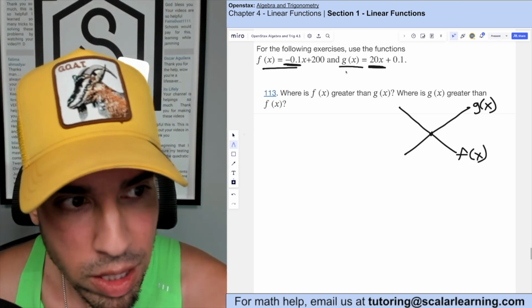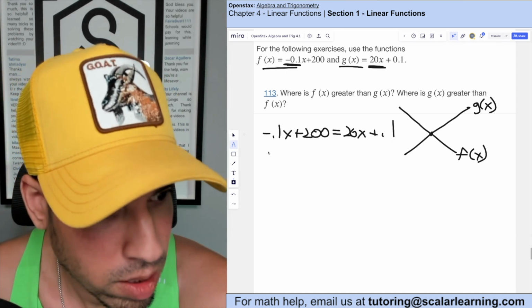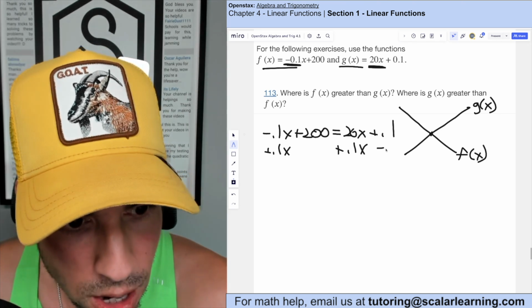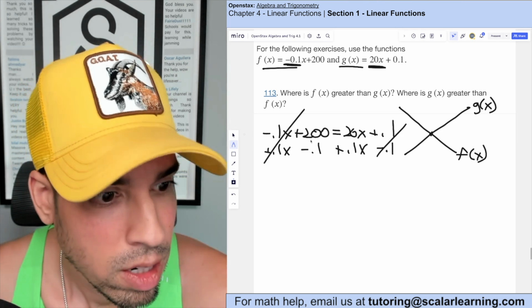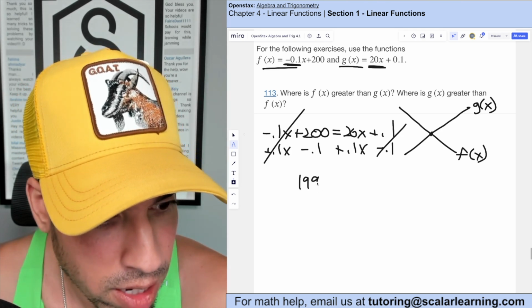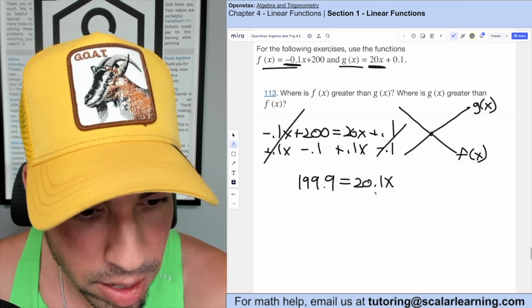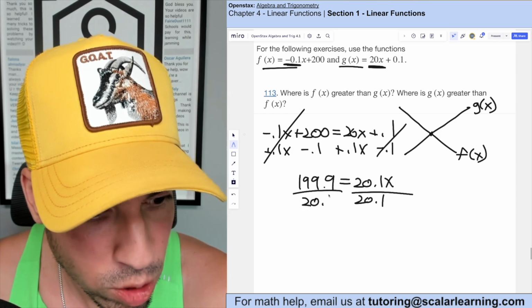So let's first see where they intersect. Let's set these two functions equal to each other. Now I'm going to solve for x. I'm going to add 0.1x to both sides, like so, while simultaneously subtracting 0.1 from both sides. And then I get 199.9 equals 20.1x. And then we're going to divide both sides by 20.1.